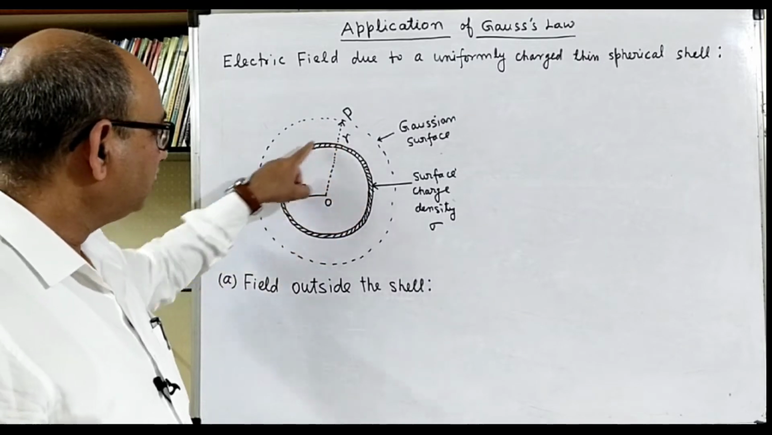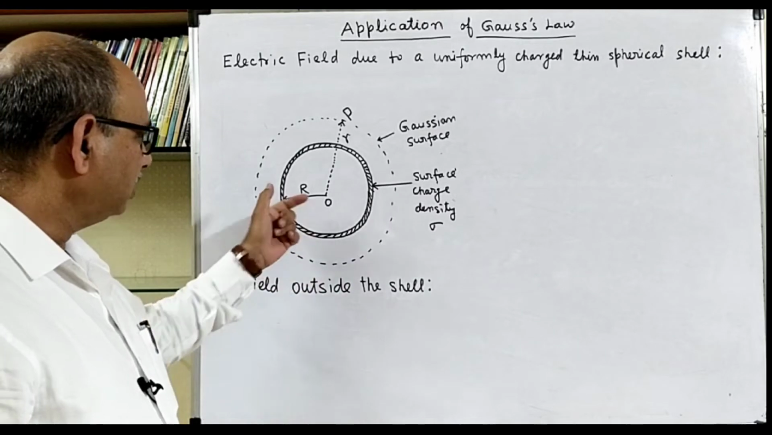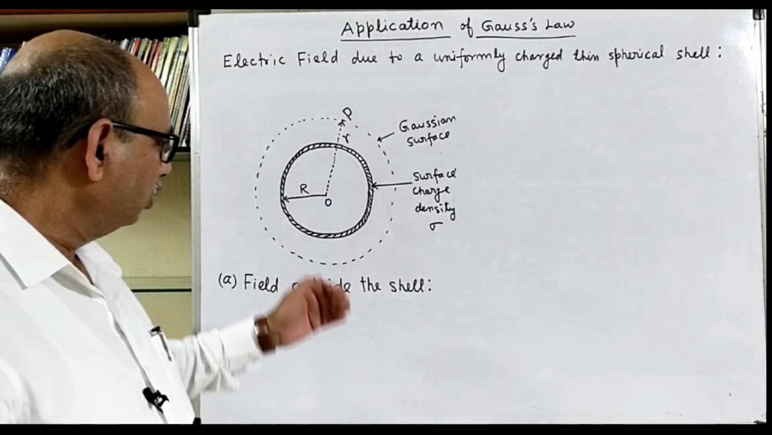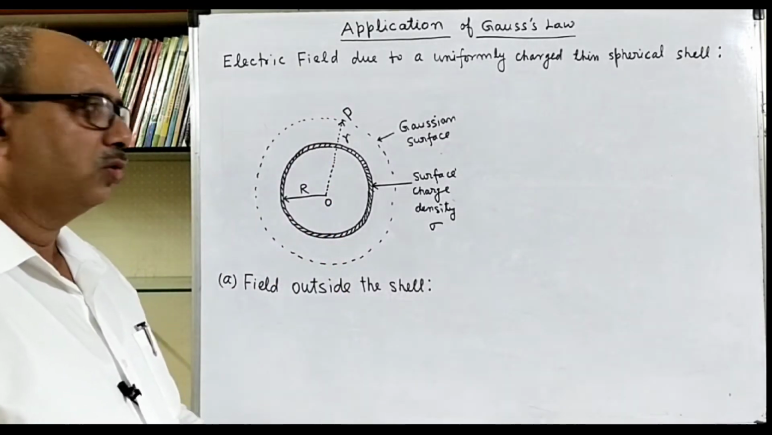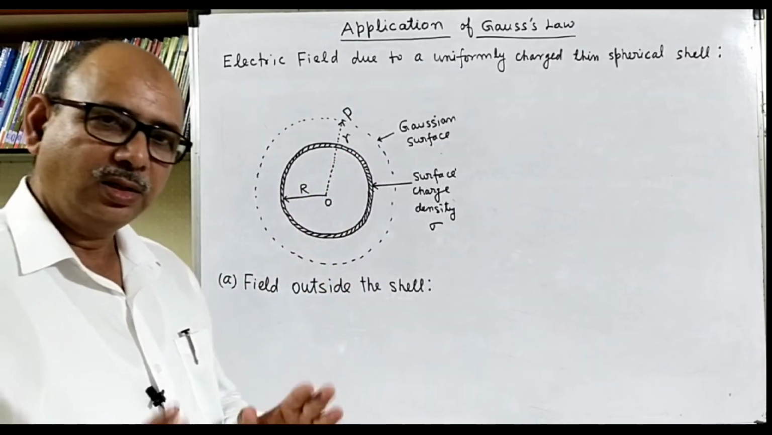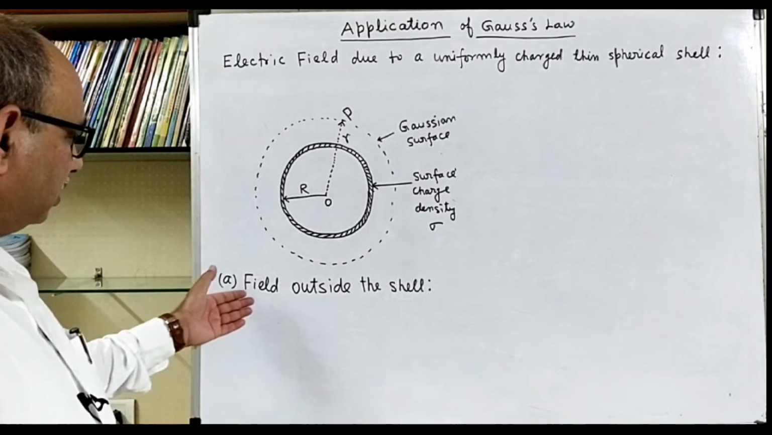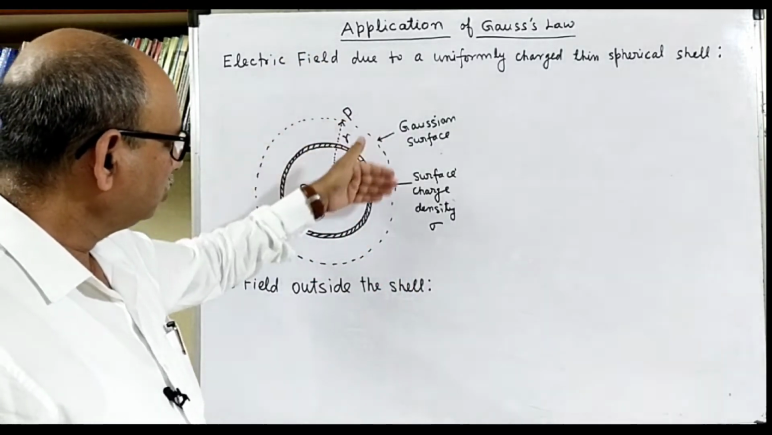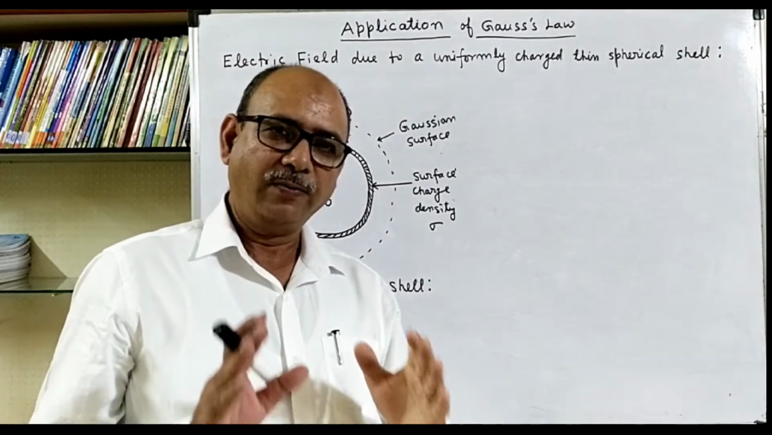Here we have a spherical shell whose surface charge density is sigma, and its radius is r. We need to find out the value of the electric field due to this spherical shell outside it at point P, which is located at a distance r from the center of the spherical shell. First case is the field outside the shell. That means point P lies outside the spherical shell, and at this point P we need to calculate the value of electric field.